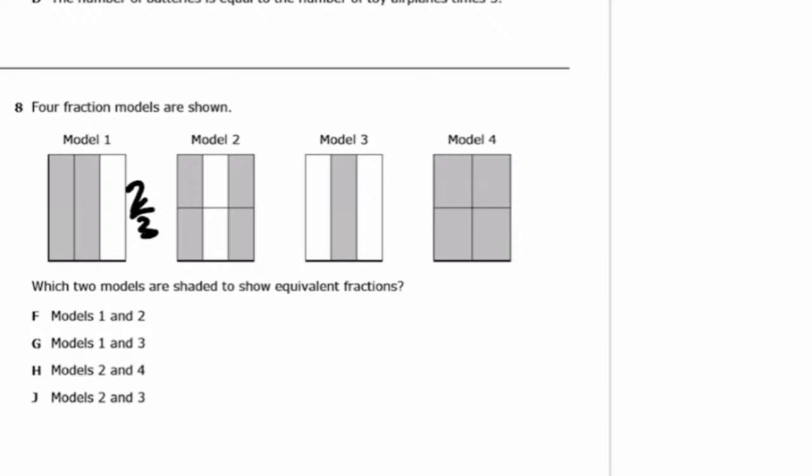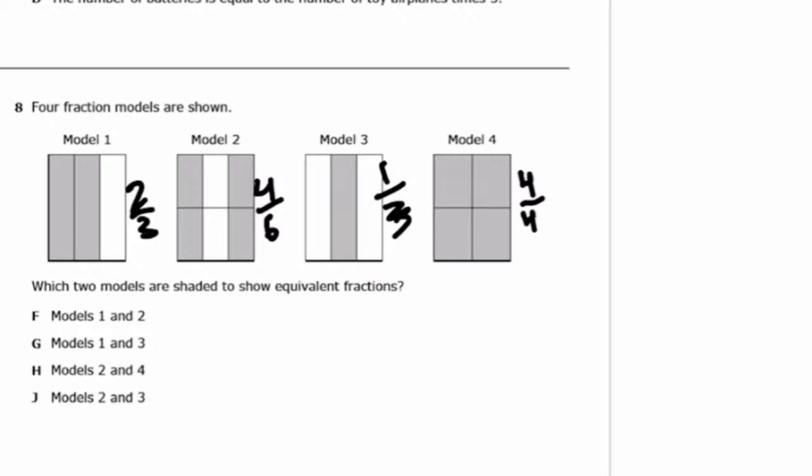Model 2, we have 4 shaded parts out of 6. And model 3, we have 1 total part out of 3. And model 4, we have 4 shaded parts out of 4. So those are our fractions. Let me rewrite that, the 6 is kind of messy. There we go. So these are our fractions.